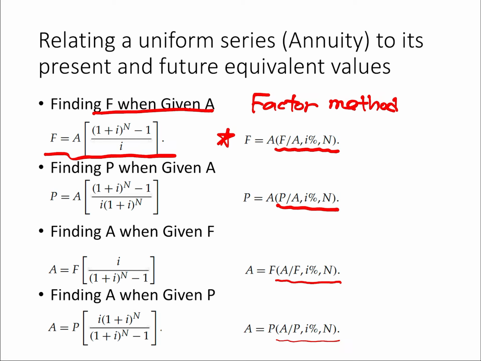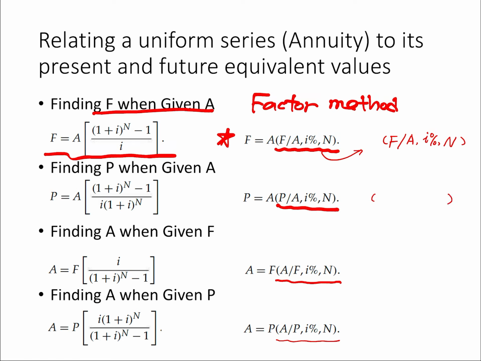So now let's repeat how we write it. For the factor, you always want to put parentheses first, and then think about what you want to find. That's the letter at the beginning. In this case, you want to find F. So it's F, then a slash, and then you put all the given conditions after the slash. So it's find F given what? Given A. So it's A, and you always know the interest rate and then the number of periods. That's how you write it.